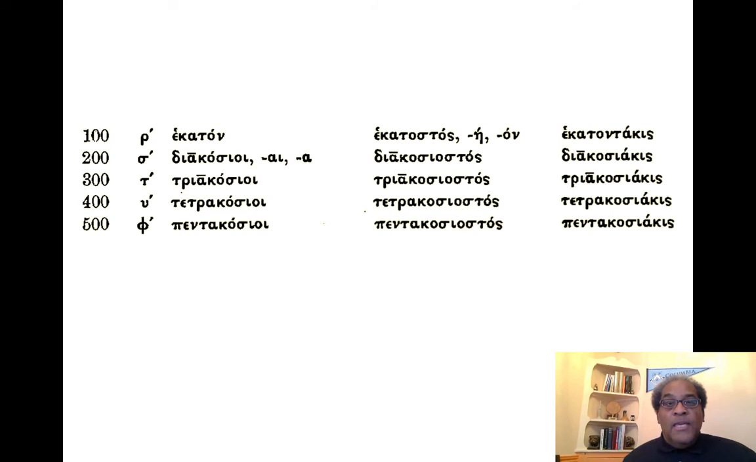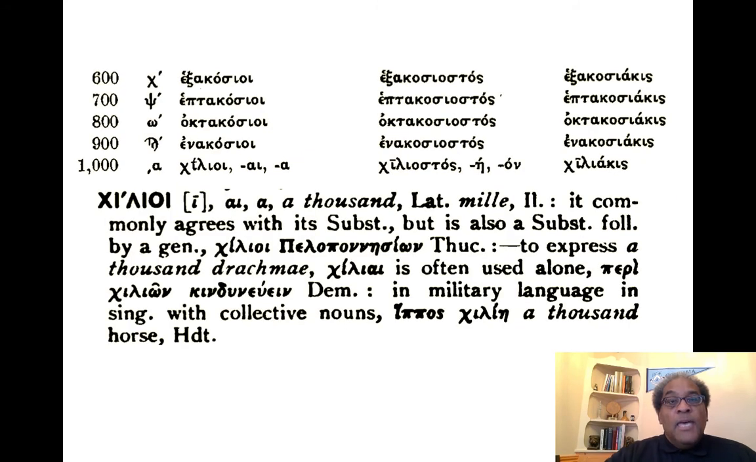So now 100 is hekaton. Hekaton. And 200 and the other multiples of 100 are all expressed by this suffix kosioi, kosiai, kosia. So diakosioi is 200. Triakosioi is 300. Tetrakosioi is 400. Pentakosioi is 500. Hexakosioi is 600. Heptakosioi is 700. Octakosioi is 800. And enakosioi is 900.